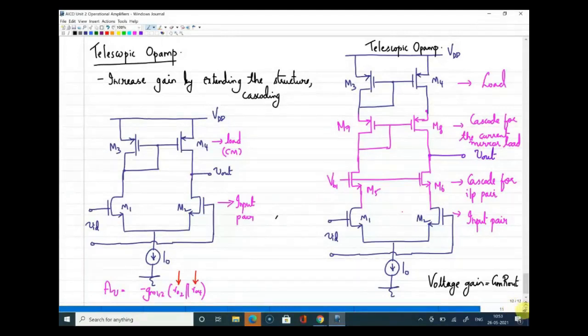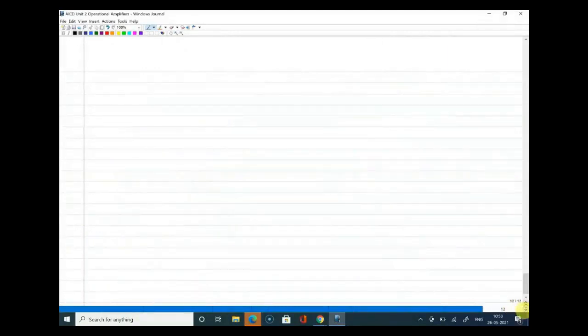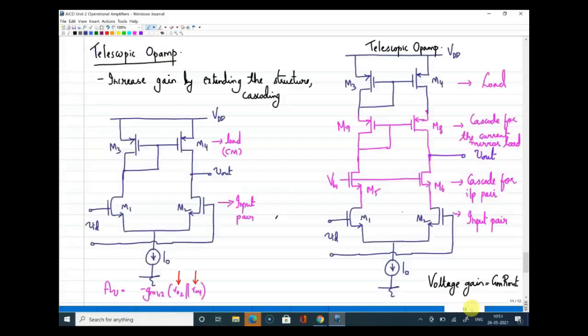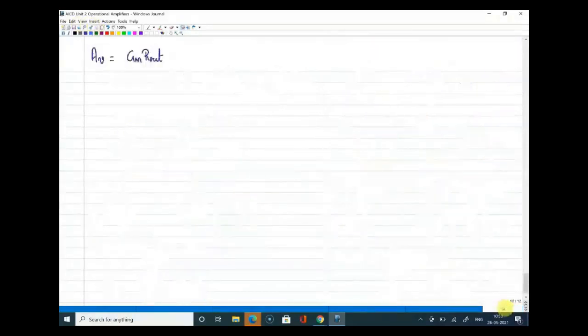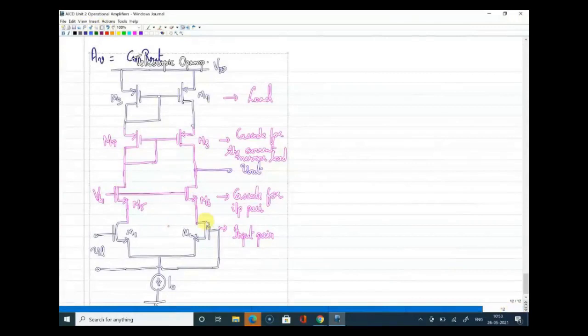Okay, all right. So what we will do now is, thank you, Ananya, we'll find the gain. Gain is equal to Gm into R out. So we'll take the same structure and we'll find Gm and R out separately. You guys can try, and if you're getting the answer, please share in the chat box and I'll tell you how to calculate this. This is the circuit.